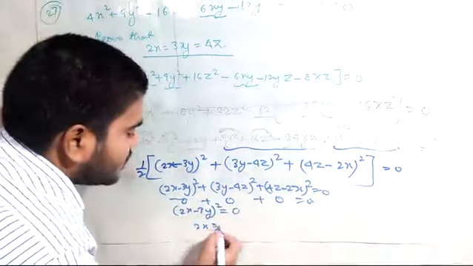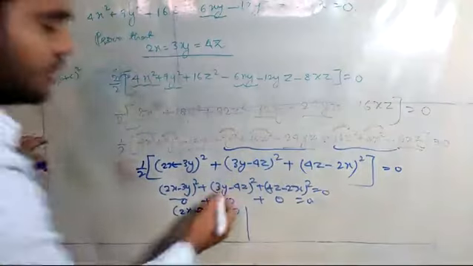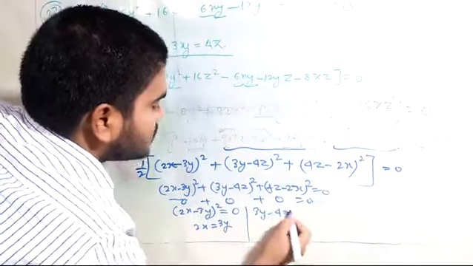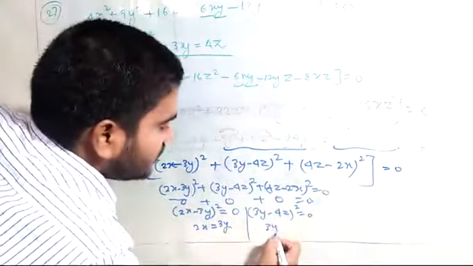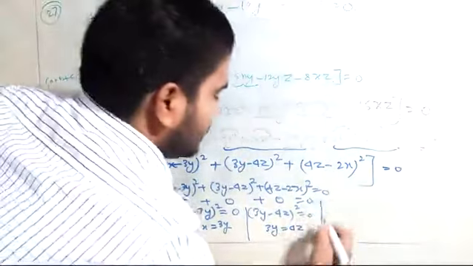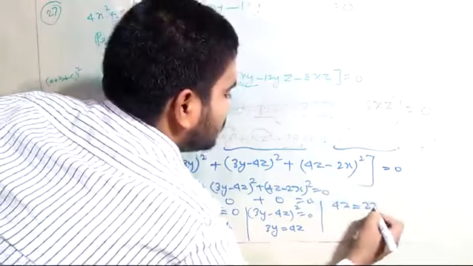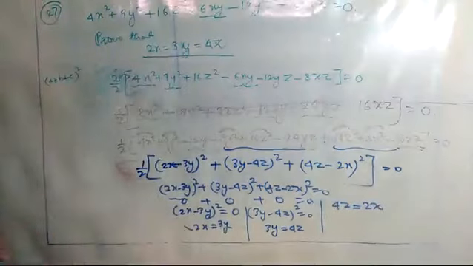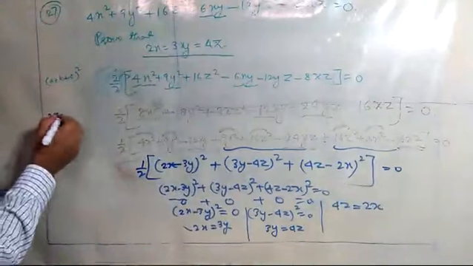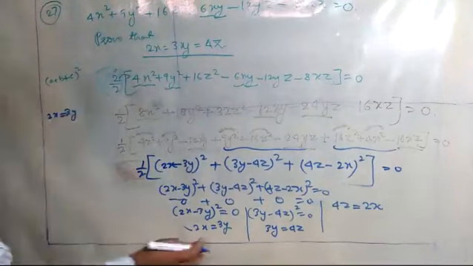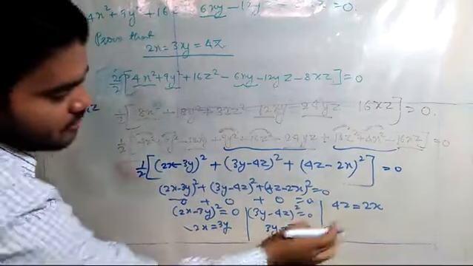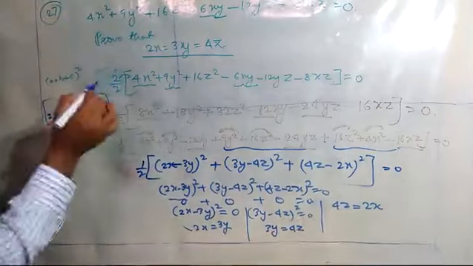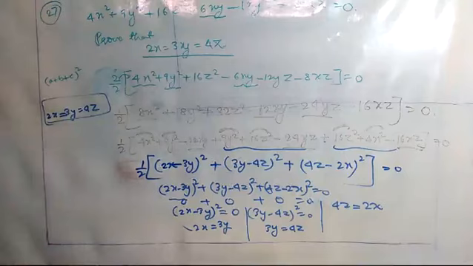Now from here you will get 2x is equal to 3y. Similarly, (3y minus 4z) whole square should be equal to 0. Then only you will get 0. So here you will get 3y is equal to 4z. Now similarly this part also, 4z is equal to 2x. Now if you observe all the three, 2x is equal to 3y and then 3y is equal to 4z. So you can write like this, 4z is equal to 2x. So this is what you have to prove and it is proved here. I hope it is clear, my dear students, from this question number 27.